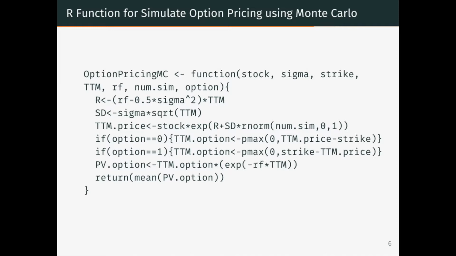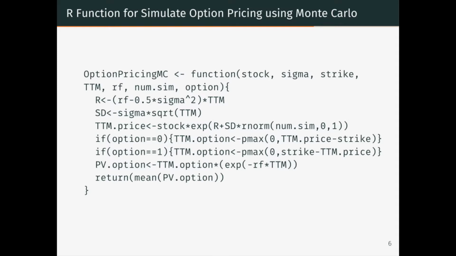Inside our option pricing MC function, first, we calculated R, which corresponds to (mu minus sigma squared over 2) times t in our formula. Then we calculate SD, which is sigma times square root of t. Now we can simulate the stock prices by using Monte Carlo method. We're going to generate random numbers from a normal distribution with mean equal to 0 and variance equal to 1, num.sim times. Now, we have a sequence of TTM prices with length equal to num.sim, which is a sequence of stock prices corresponding to different numbers we generated from our normal distribution.